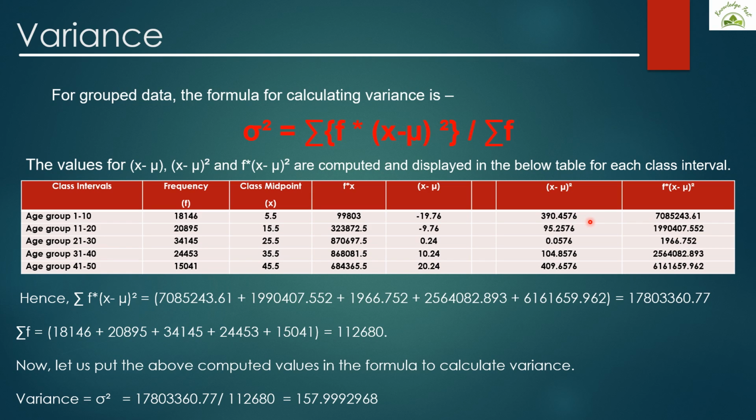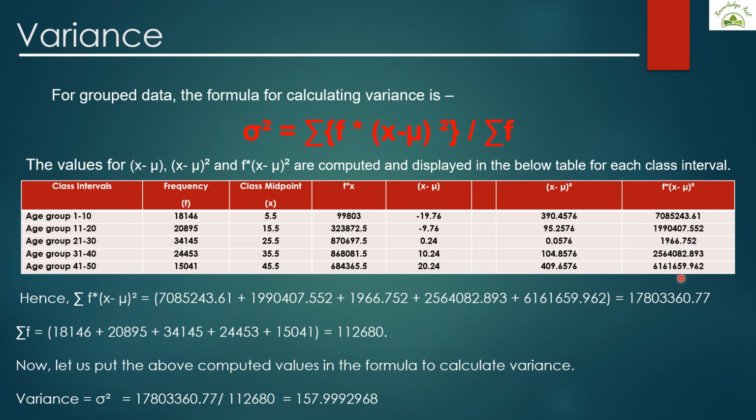Next you need to calculate x minus mu whole square for each of the class intervals. So minus 19.76 whole square equals 390.4576. In this way I have calculated all the x minus mu whole square values. In the next column you can see the values of f into x minus mu whole square, the product of the frequency and x minus mu whole square. We are just multiplying the frequency with the value of x minus mu whole square, and it gives us these individual values.